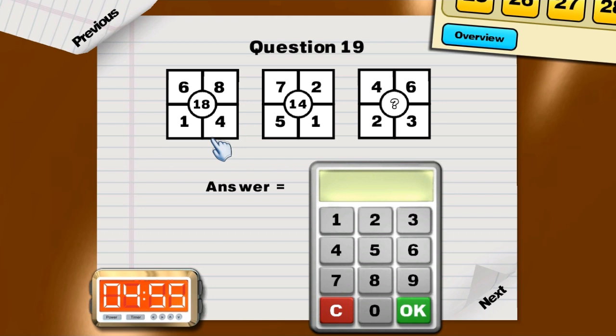3 sixes are 18. You can make 3 by taking those away. Times in. 2 sevens are 14. No, that's not going to work, is it? 4. No, not unless you add. No. 8.